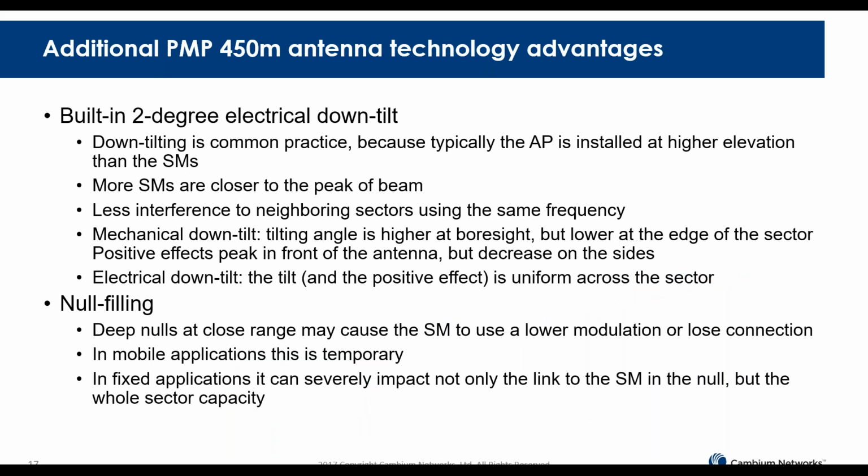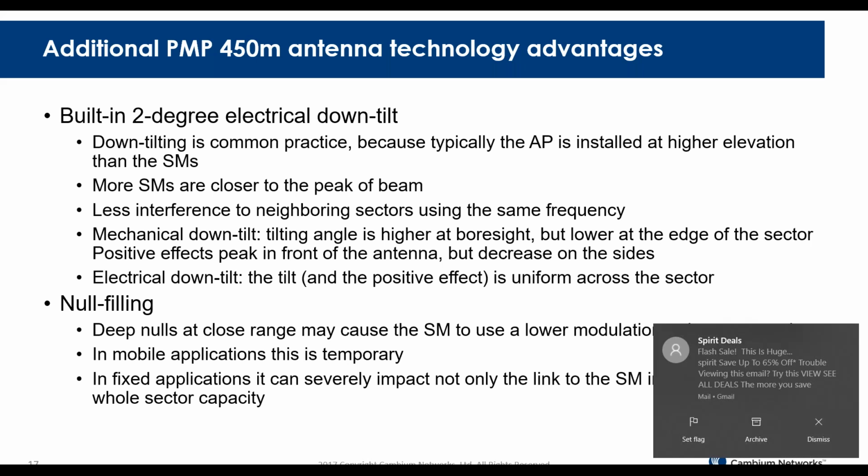The PMP 450 M access point has a very sophisticated antenna, which can be used for Massive MU-MIMO, for beamforming, like we discussed. But there are other advantages here that are also important, even maybe less commonly discussed. Here we'll talk about 2 of these: a built-in 2-degree electrical down tilt and null filling. Let's start with the down tilt.